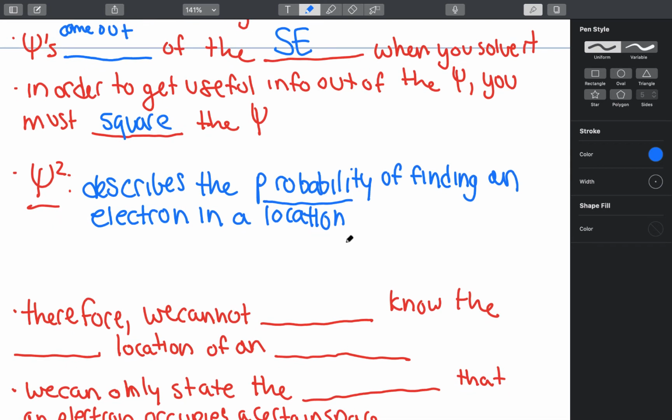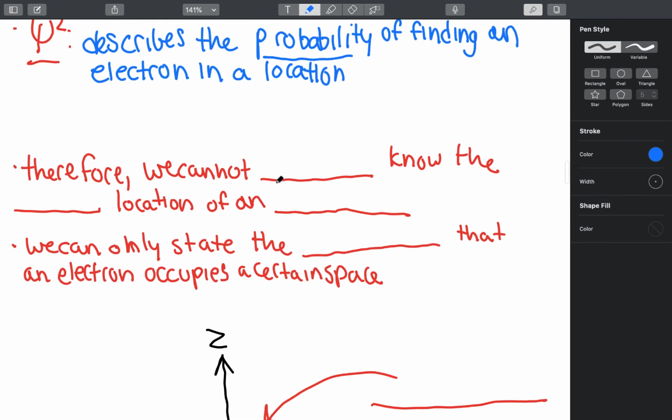Probability is different from exactly knowing something. Therefore, we cannot know the exact location of an electron. We can only state the probability.